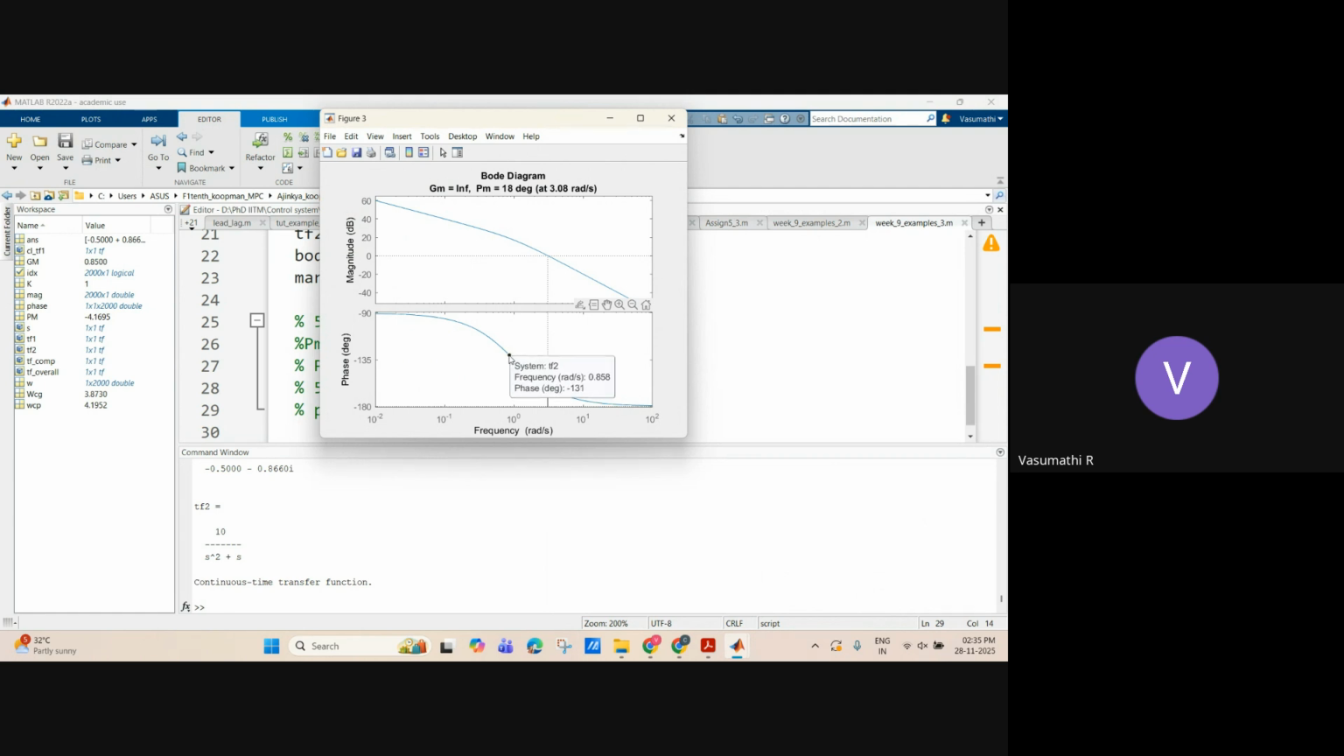Occurs at frequency 0.85. Okay. The minus 130 occurs at frequency 0.85. So we have to shift the system from this value, 18 degree phase margin, to 40 degree phase margin, so that the phase margin will come here. This compensation along with this 10% compensation will happen at 0.85. So the corresponding frequency is 0.85 here.